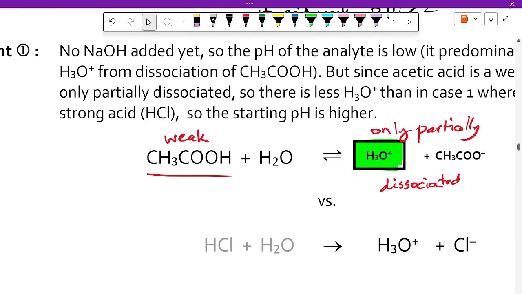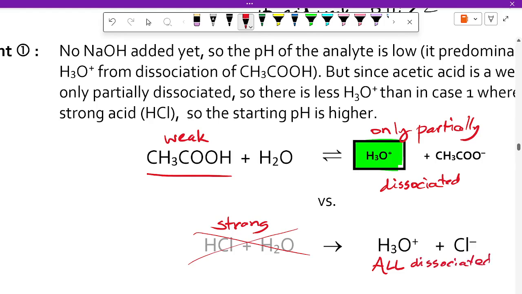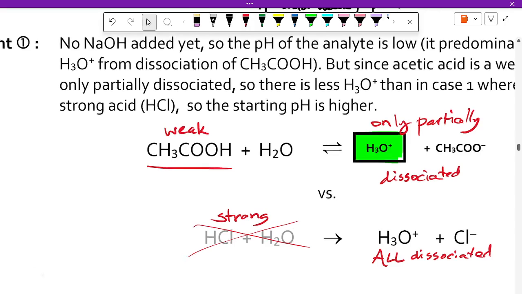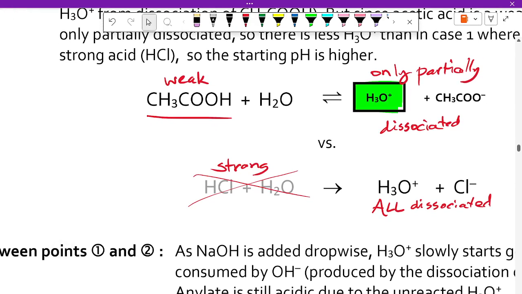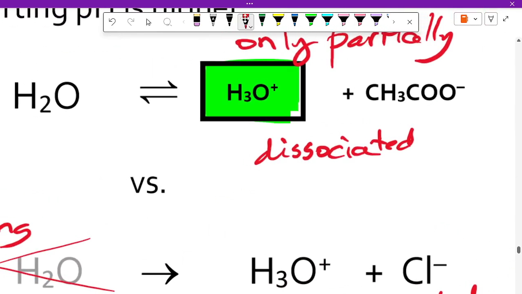And that's as opposed to what we had before, where we had our strong, which is basically this all goes away and you're left with all of it dissociated. Does that make sense? So you have a bigger amount. Do you see how I use the font there? Look at the font. Small font, big font. Whoa, that's supposed to be highlight. There we go. Okay.